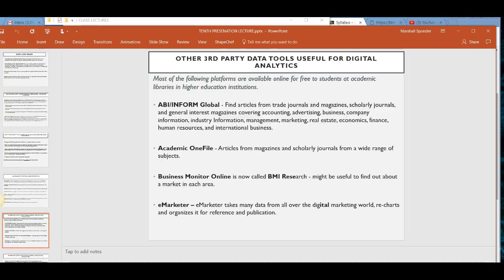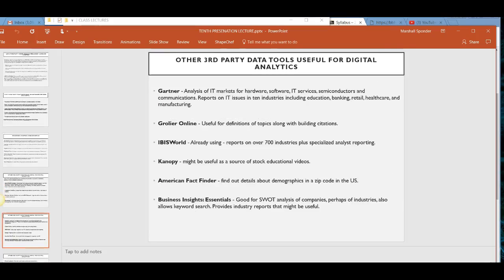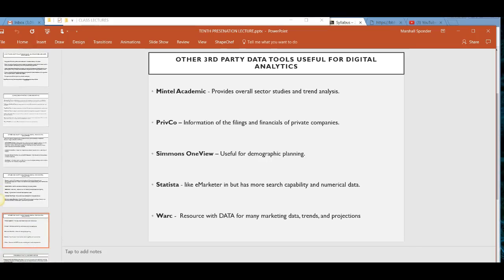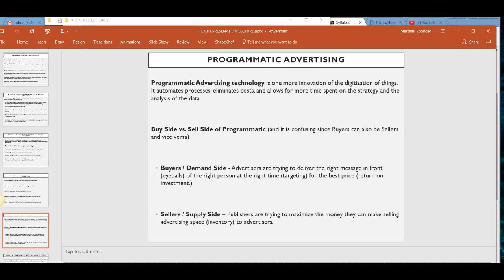There's a lot of other data we can combine with ComScore and web analytics, such as ABI/Inform, Academic OneFile. A lot of these you can get in the library. In fact, I looked at all the different library databases and found about 3 to 5% that I think could be used in digital marketing, which is actually pretty good. IBISWorld's one I really like. Gartner is a good one for IT. And Mintel, I haven't used much. Privco, I know something about. Simmons OneView for demographics, Statista. These are all great tools.